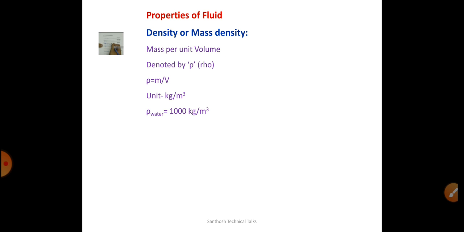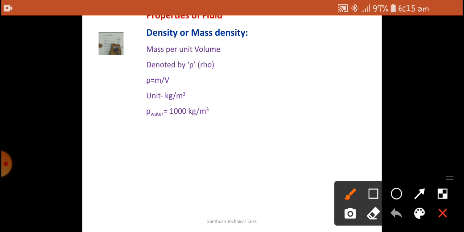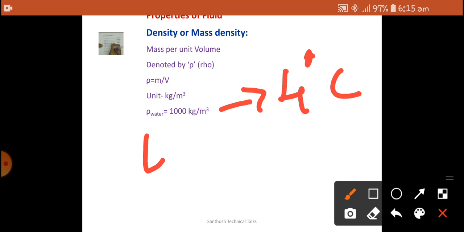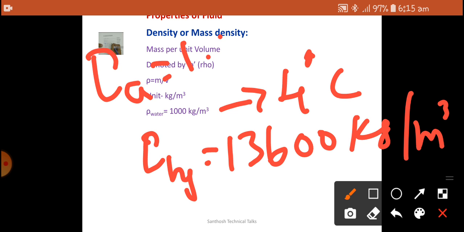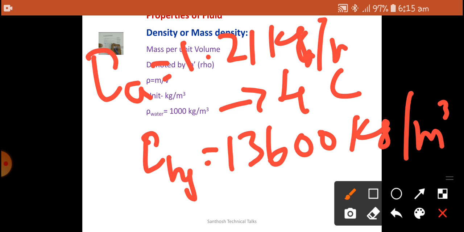We have to know that the density of water is 1000 kg per meter cube at 4 degrees Celsius, the density of mercury is 13,600 kg per meter cube, and the density of air is 1.21 kg per meter cube. This you have to understand very clearly. These water, mercury and air are the standard substances which we have to know very clearly.